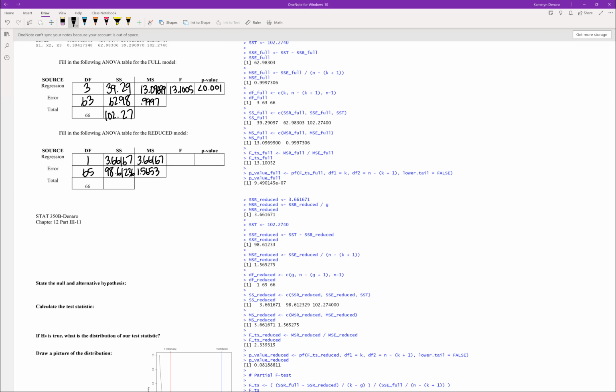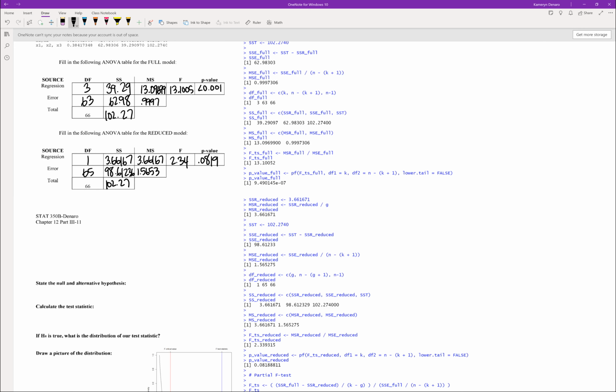Okay. Notice that the mean squared error in this case is slightly higher, right? And we're not surprised by this because we've only accounted for one variable. So most likely we're going to have more error in our modeling. And we can calculate an F statistic for our reduced model. We get 2.34, which is not quite significant at the 0.05 level, right? It's 0.0819. All right. Our sum of squares total is 102.27.